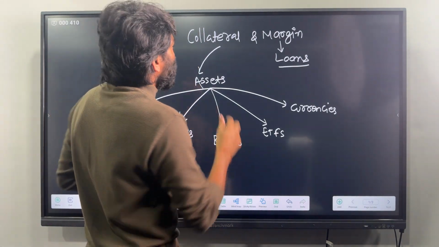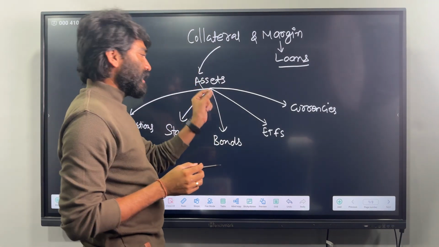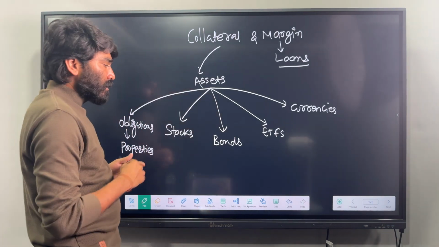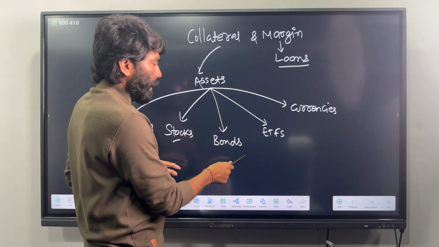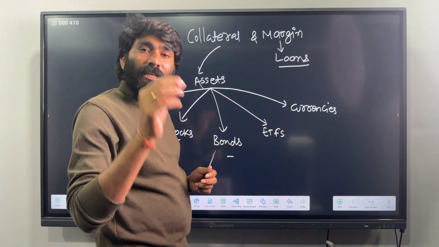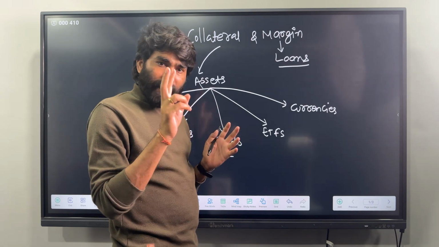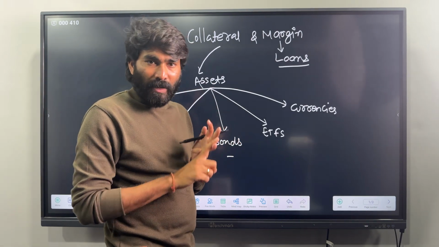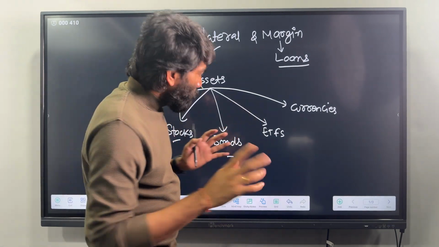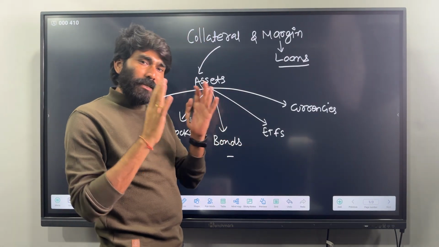See, if we say collateral, it means assets. And assets can be your properties, stocks, bonds, ETFs, currencies, gold, or any precious metals also. So when we say assets, there are two types of assets. One is tradable assets and another one is non-tradable assets. But these assets, you can relate in terms of both tradable as well as non-tradable.